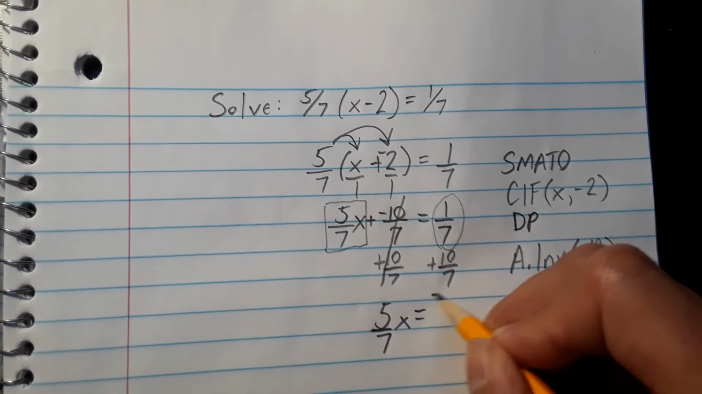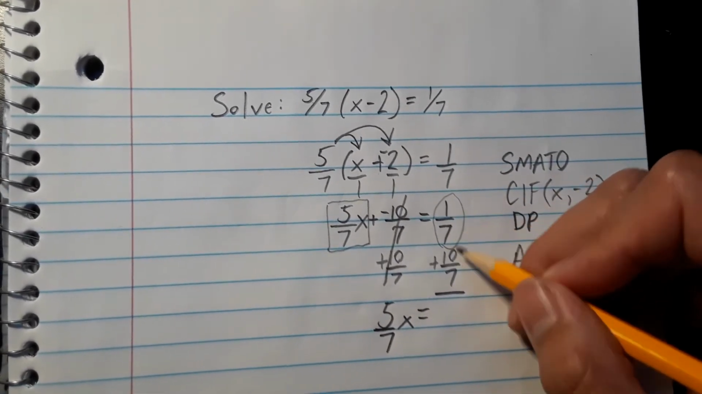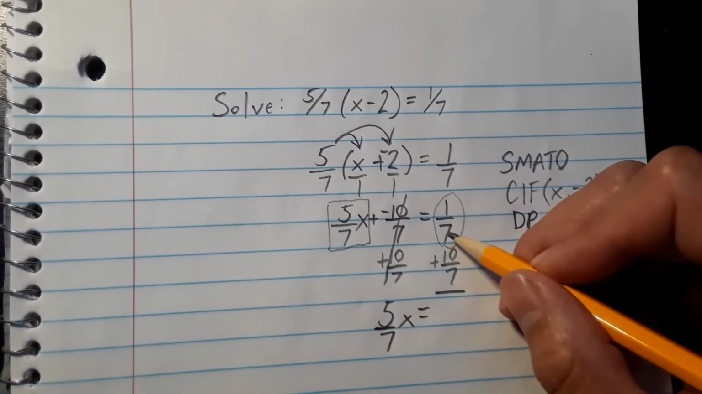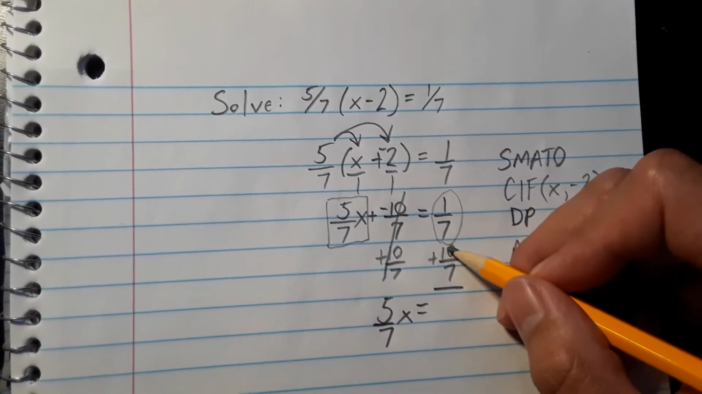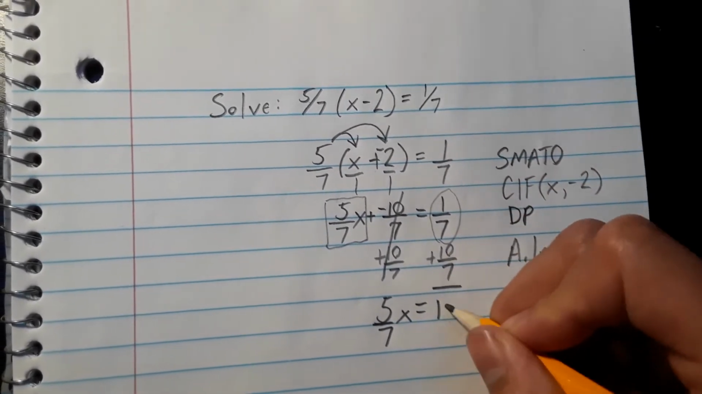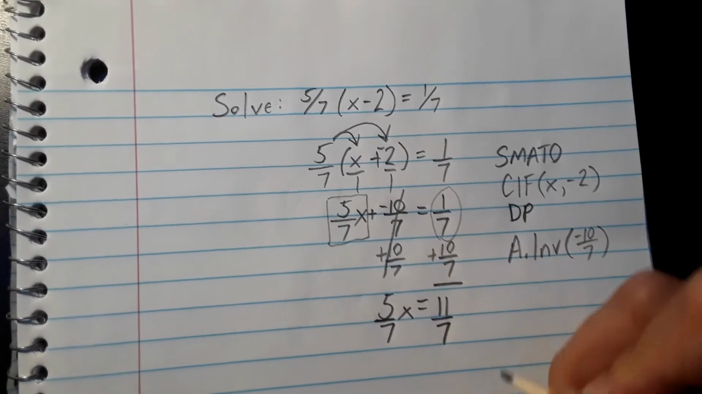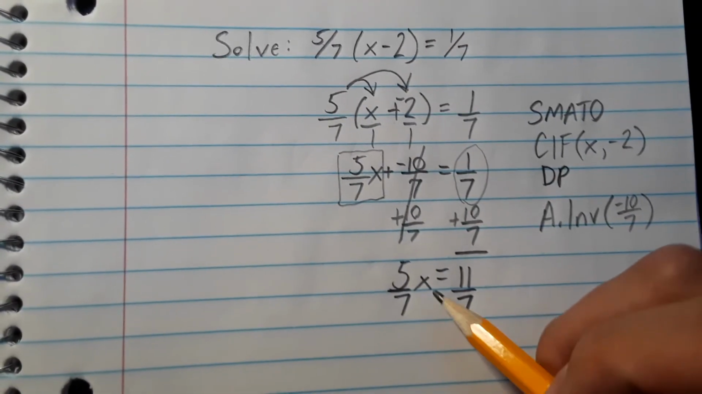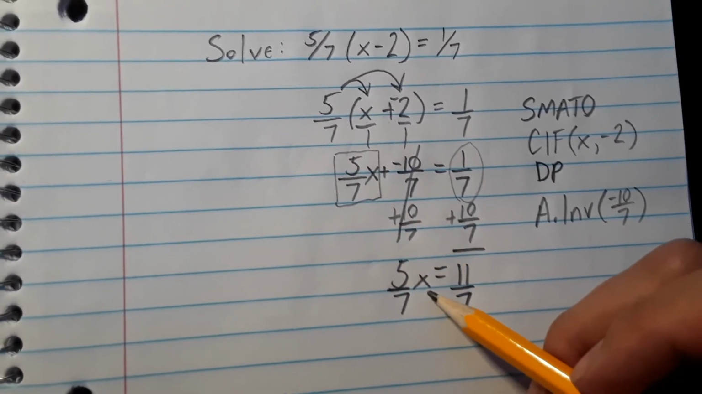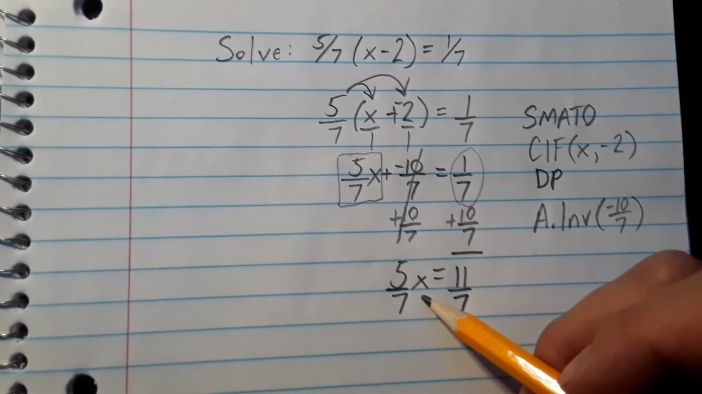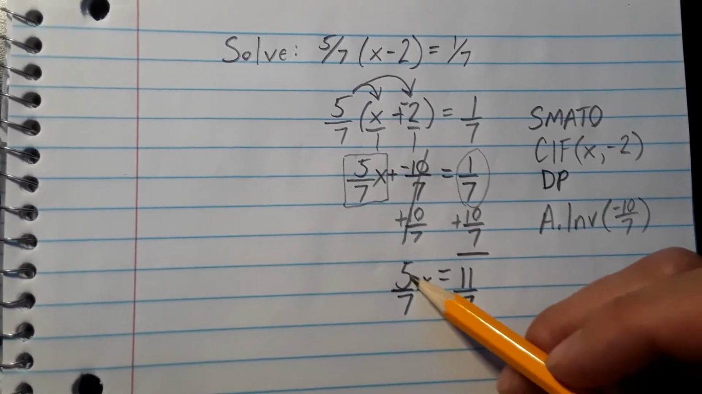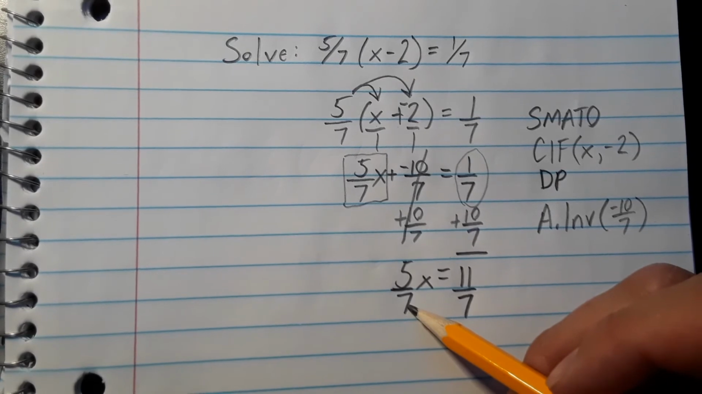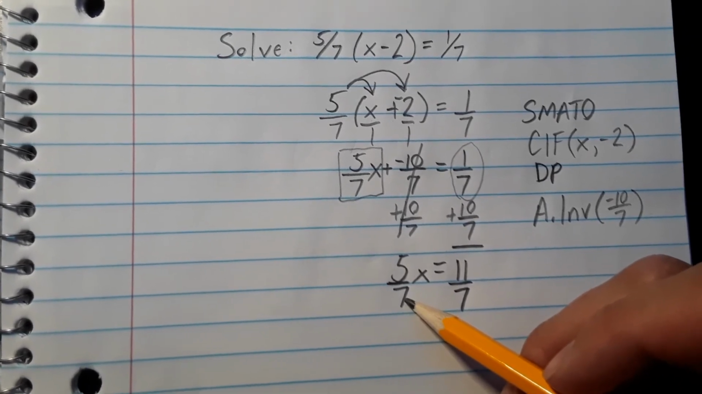That equals 1/7 plus 10/7. Our denominators are the same, so we're just going to add the numerators to get 11/7. And so we got what we wanted here. We got our x term by itself on the left. But we still have this coefficient of 5/7. That's our last thing that we have to get rid of.